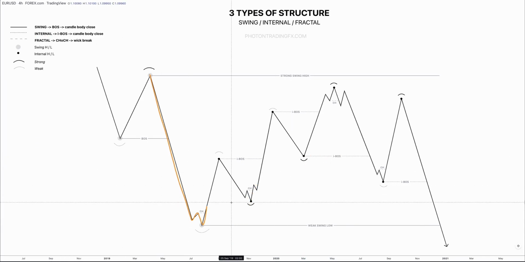But this will become clear as we go through more examples, so don't worry if it's a little bit confusing at this point. So I know I'm being pedantic here, but I have to go over this loads of times just so it really, really sinks in. So change of character signals the start of a potential internal pullback, okay? So we get that internal pullback, price comes down, okay?